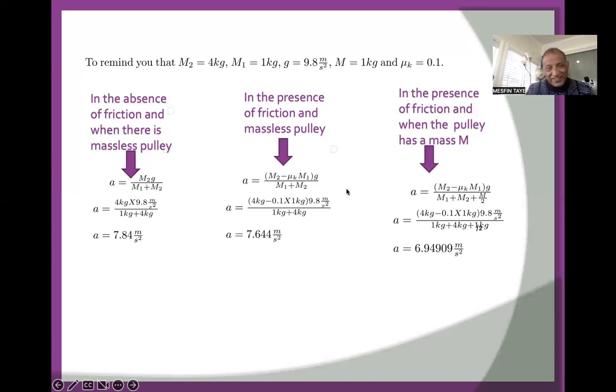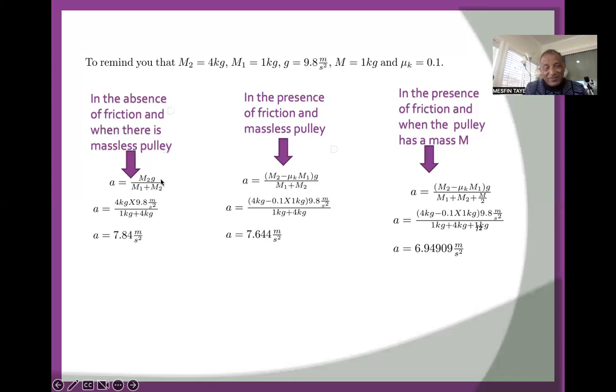This is going to help, because most of my students get confused: when a pulley has mass, the acceleration is going to be smaller. Why? Because of the inertia. The pulley is going to resist the motion.